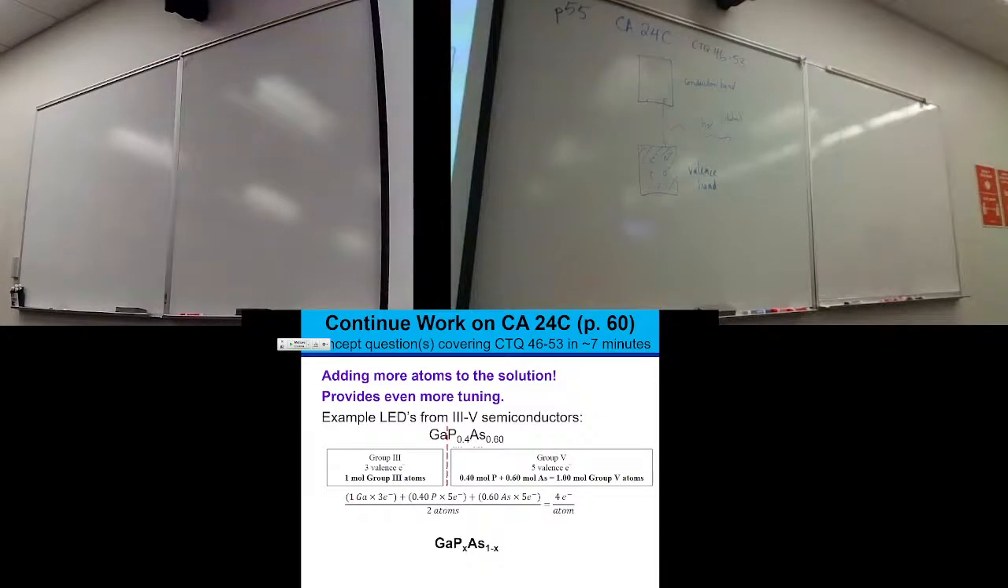This is about as far as we're going to get in terms of understanding LEDs and that stuff. If you want to learn more, take a material science course or something, or engineering. It's a nice intro to it.